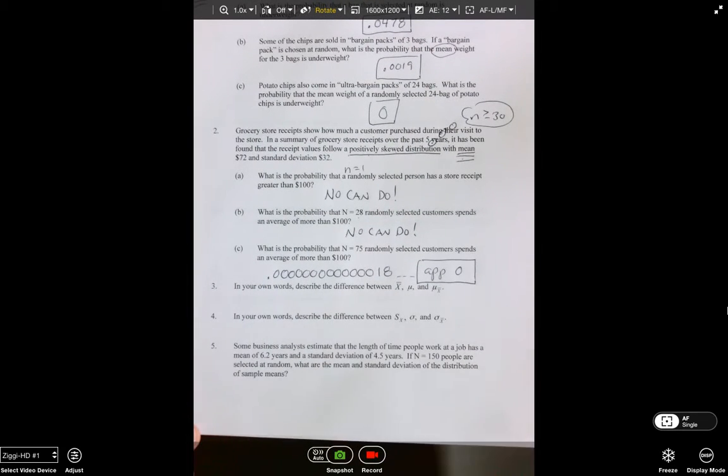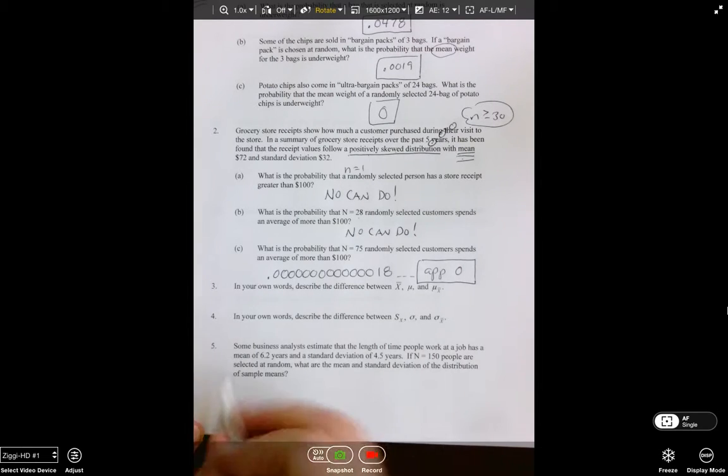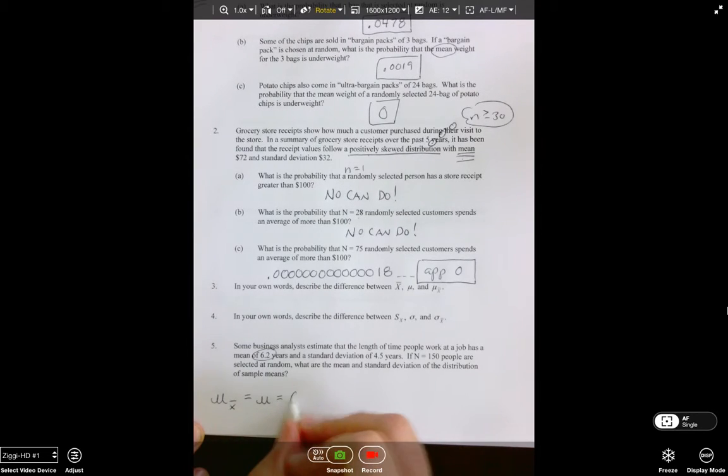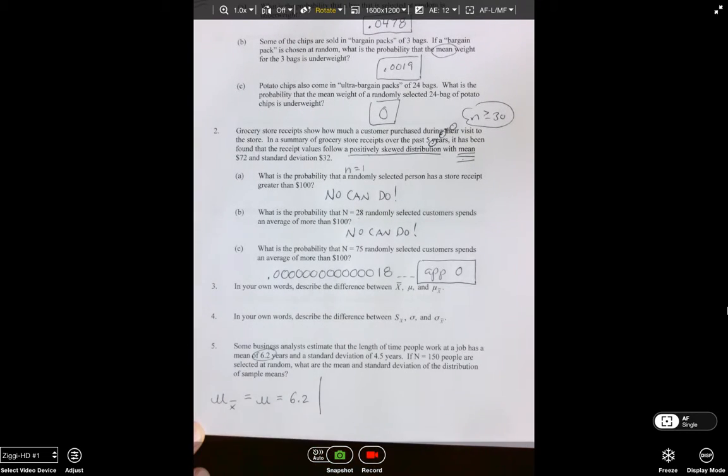All right, gang. Some business analysts estimate the length of time people work at a job has a mean of 6.2 and a standard deviation of 4.5. If n equal 150 people are selected at random, what are the mean and standard deviation of the distribution of sample means? Well, guys, the mean of the distribution of sample means is mu sub x bar, which is just the mean of the population, which is 6.2.